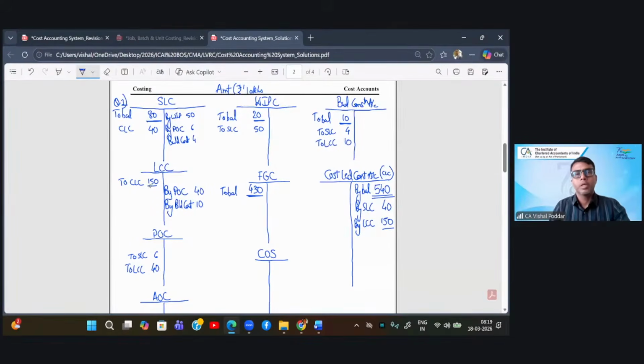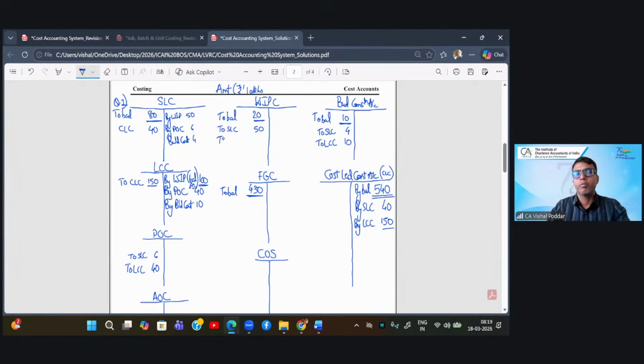This 10 gets posted here. Now the question is, out of 150, the main component, which is the direct wages, is missing. So that we will get as the balancing figure. And where does direct wages go? Direct wages will go to, so this is a balancing figure. How much is it? 150 minus 40 and 10, so it is 100.